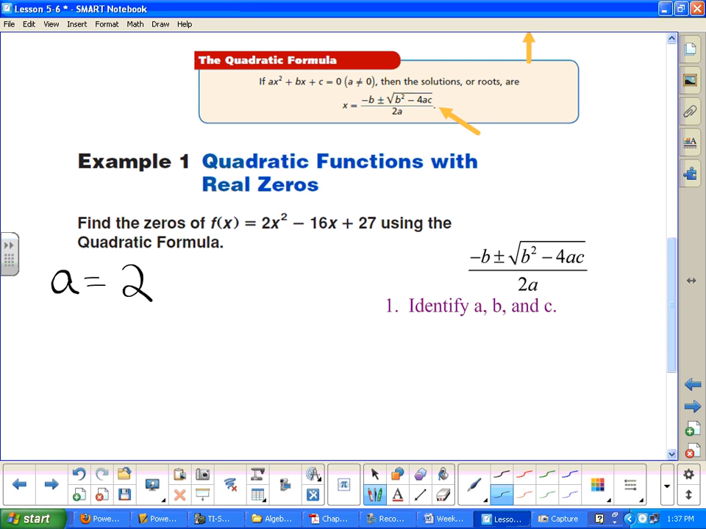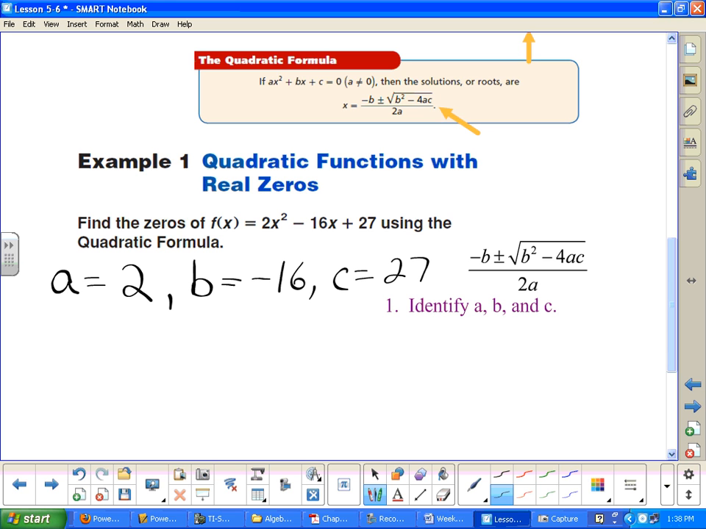You're never going to put anything in for a, b, and c except for a number. Okay, in pre-calculus, there's a thing we do where we end up having to do something different, but if you don't go there, you won't have to worry about it. Right now, you don't have to worry about it. What's the value of b then? Negative 16. It's the number in front of the x. And c is 27, the number by itself.